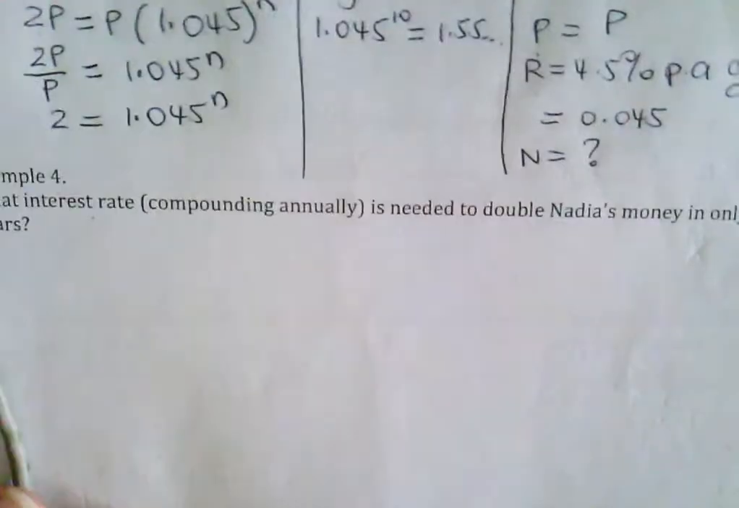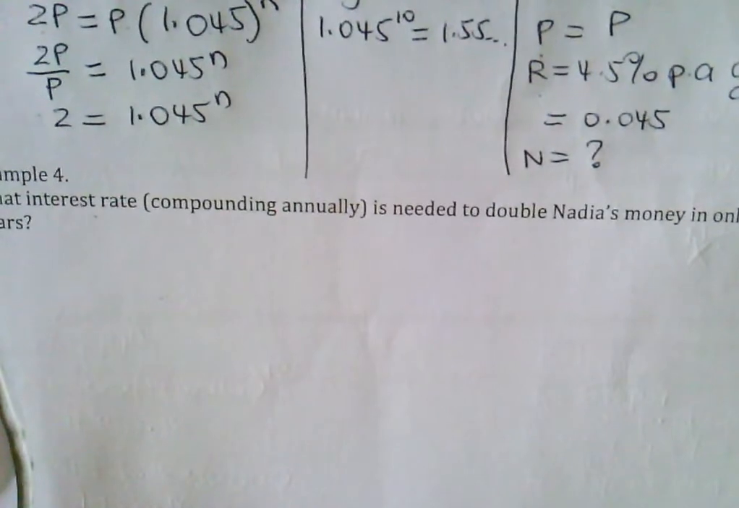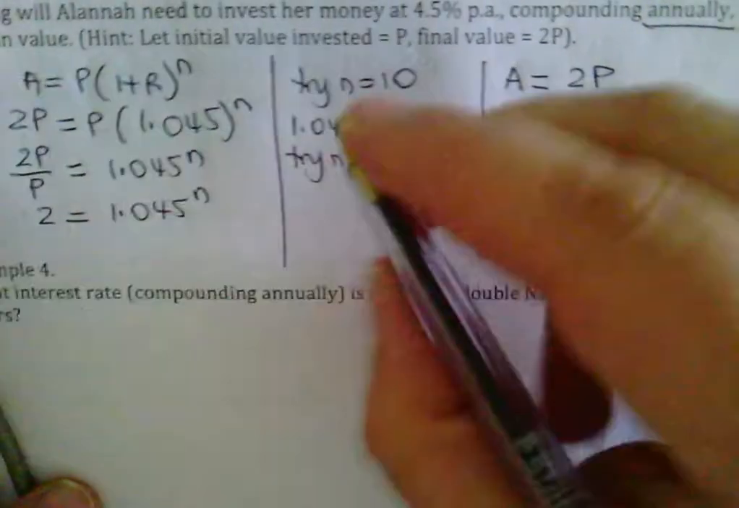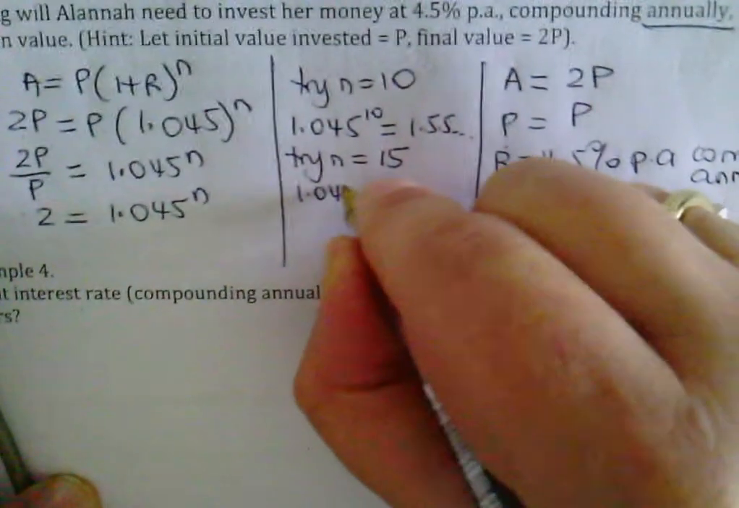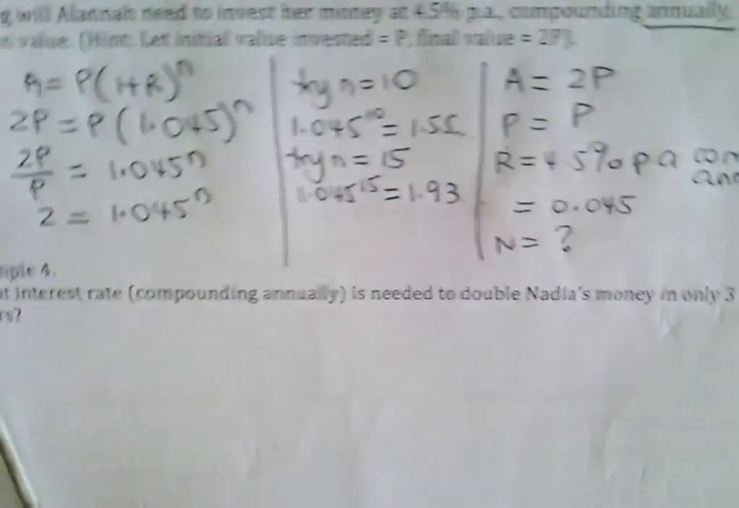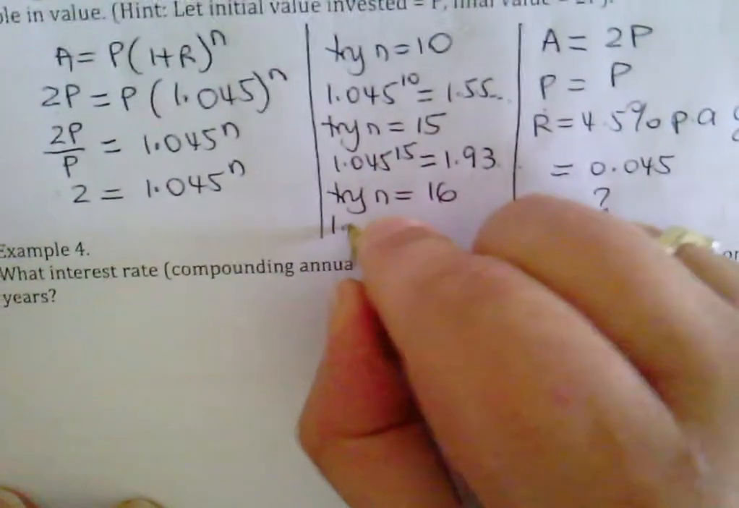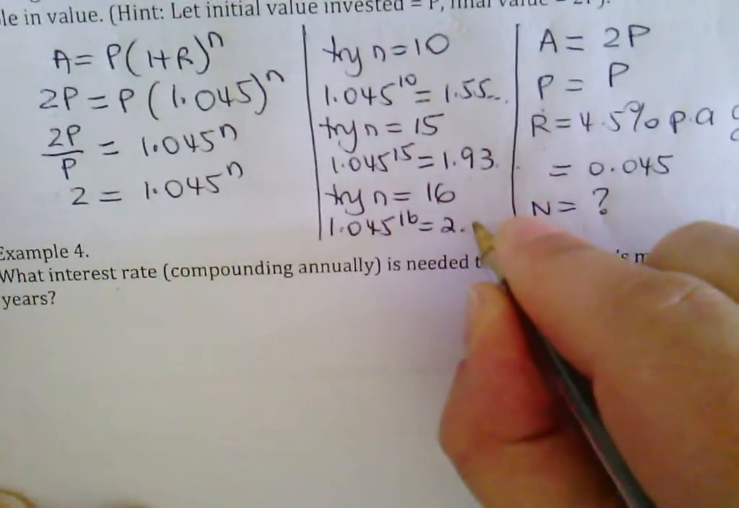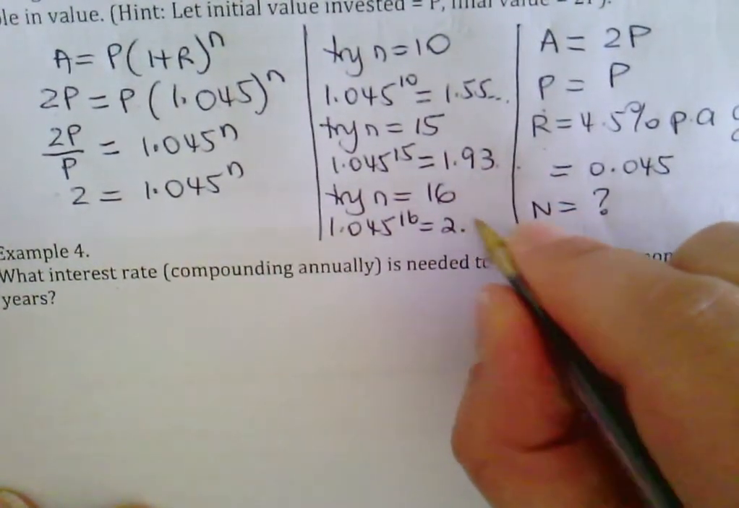In other words, nowhere near enough. Got it? Nowhere near enough. N is 15. 1.93. N is 16. 1.045 to the 16 is 2.02. What do you get?